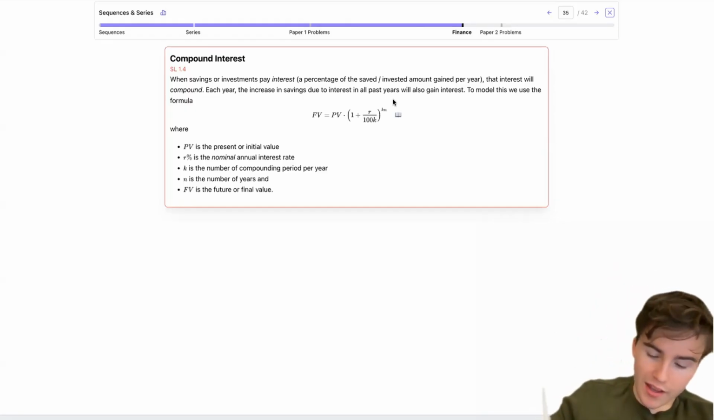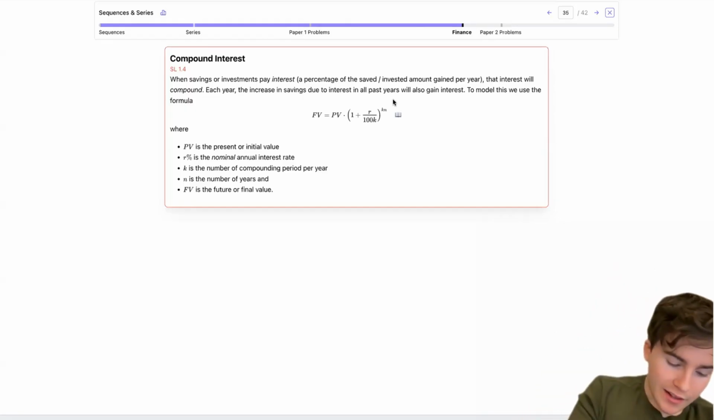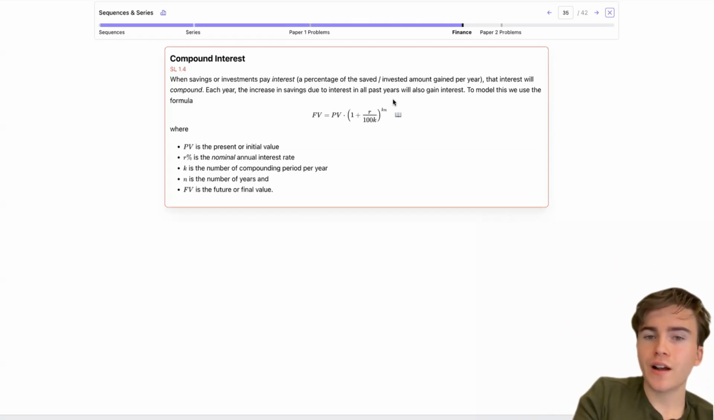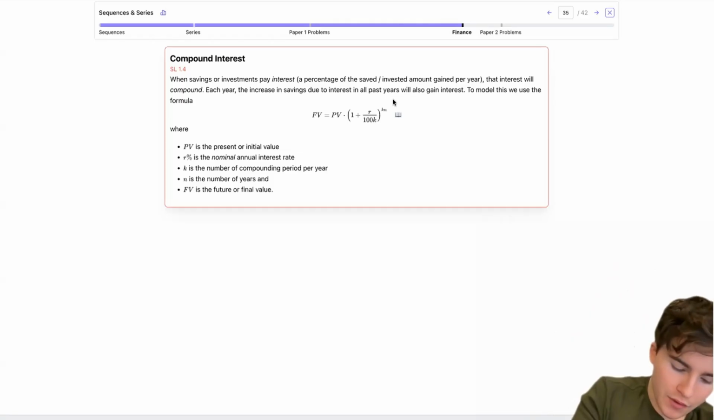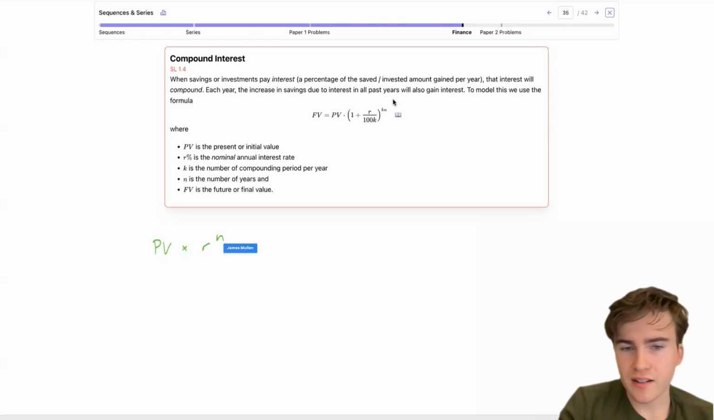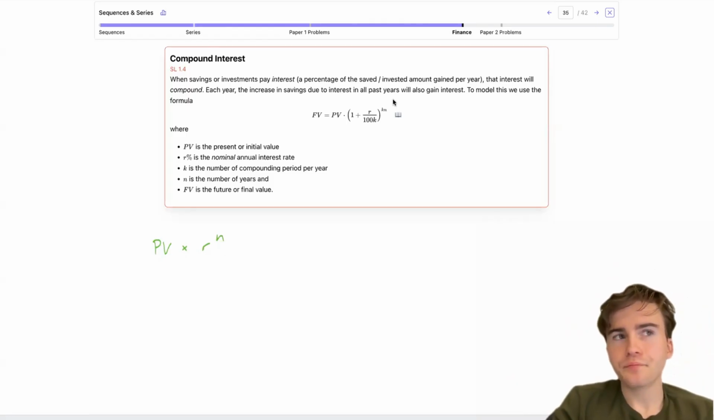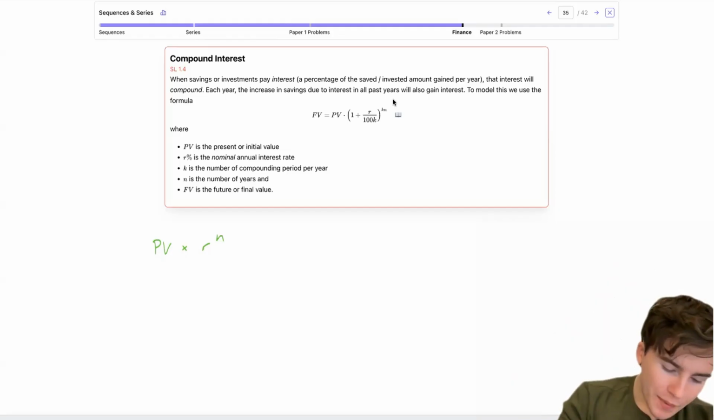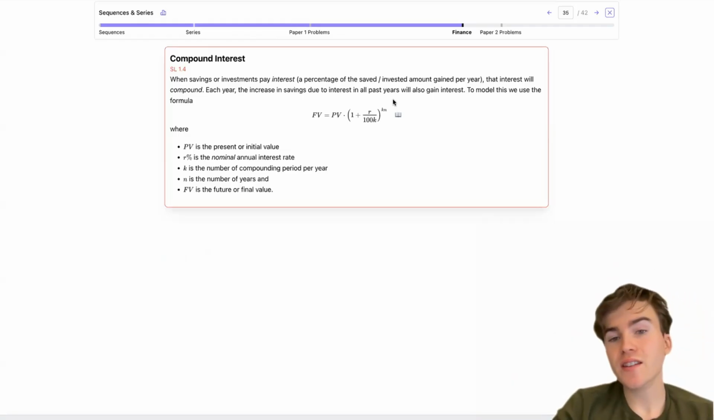Okay, so I can model this. We use these notations: FV for future value and PV for present value. So present value times R, which is the amount that my account is going to grow by every year, to the power of the number of years, would give me the value of my account in the future. But in general, we're not going to be told the common ratio. We're going to be given a percent interest.